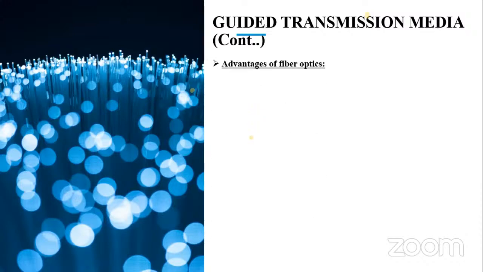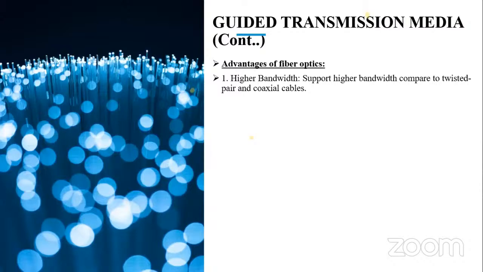Yes, sir. So what are the advantages of fiber optic cables? You can write about what you mean by fiber optic cable, what the layers are, the core layer and cladding layer. Like that you can write, and you can write about how fast it is, and you can write about advantages and disadvantages also. Advantages of fiber optic cables: higher bandwidth. It supports higher bandwidth compared to twisted pair and coaxial cable. What do you mean by bandwidth?